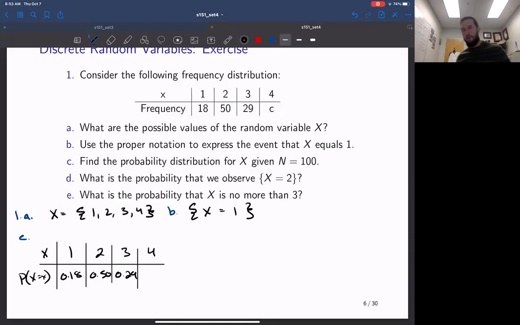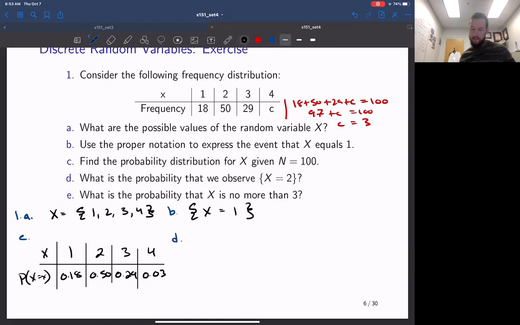Now what we have to do is figure out what C is. We're told that capital N equals 100. So that means that 18 plus 50 plus 29 plus C is equal to 100. That means 97 plus C equals 100, so C is equal to 3. Therefore, the probability that x equals 4 is 0.03.